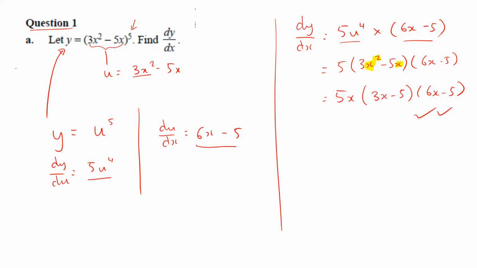But depending on the number of marks, if it's 1 mark, then leave your answer here, that's fine. If it's 2 marks, I'd probably take my chances and write it like this. Okay, that's the chain rule.